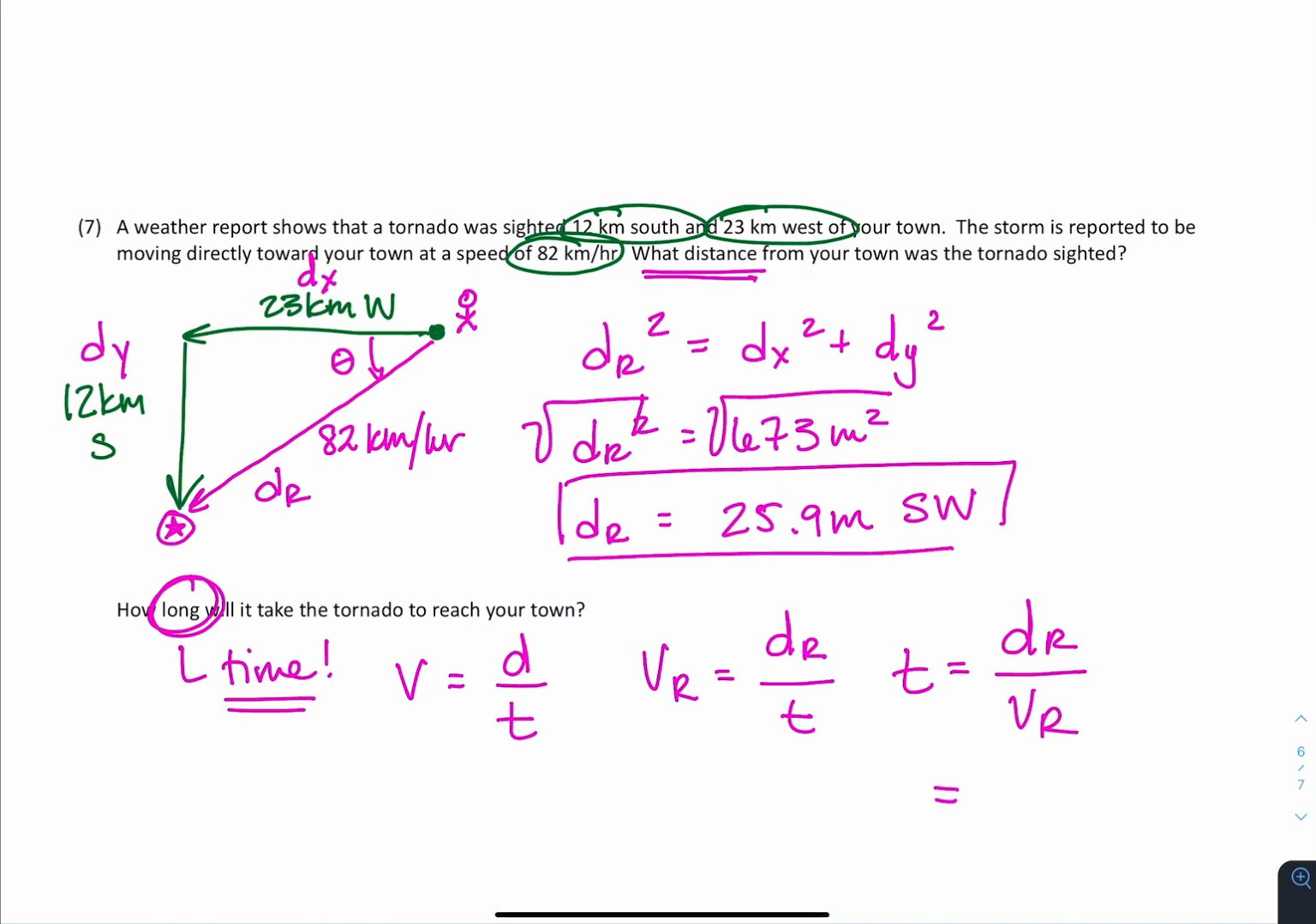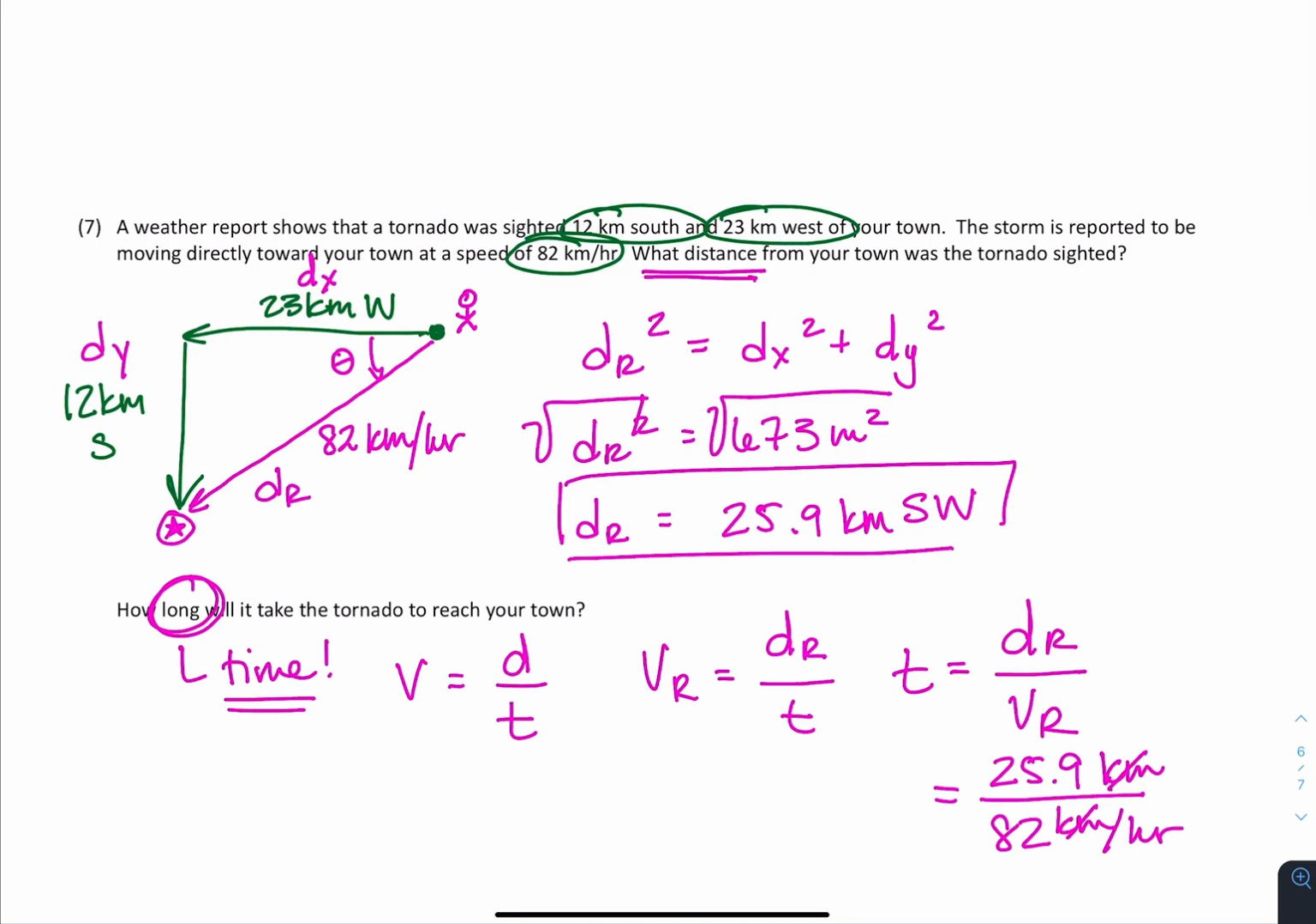In this case, we've got a distance of 25.9 meters, and we're dividing that by 82 kilometers per hour. So we got a problem. We've got meters. Oh no, that should be kilometers. Oops, all the way up here, I messed that up. Sorry about that. This should be kilometers to the southwest, and this should be kilometers. So that actually fixes our problem. If we do our division here, that's going to tell us the time in hours it is going to take the tornado to reach our town.